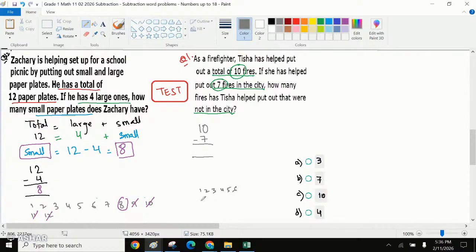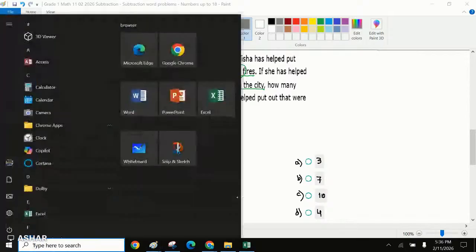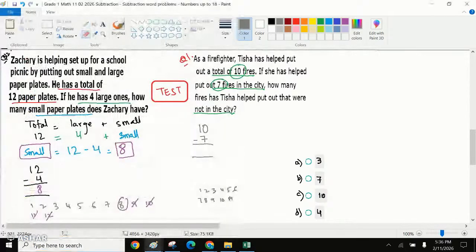5, 6, 7, 8, 9, 10, 11, and so on, right? So we need the largest number to be 10. Let's remove 7 out of this, because that is 10 minus 7. 1, 2, 3, 4, 5, 6, and 7. So how many are we left with? Yes, perfect, Nate. Thank you. We are left with 3 fires which were not in the city.